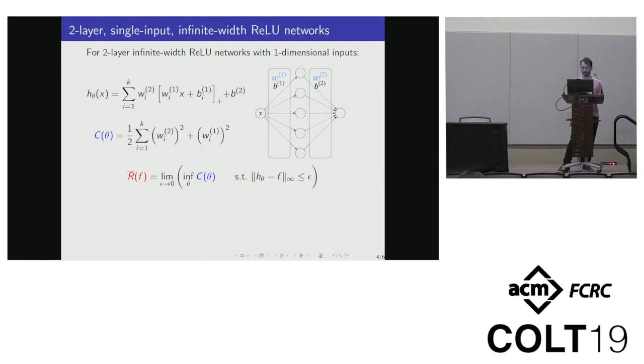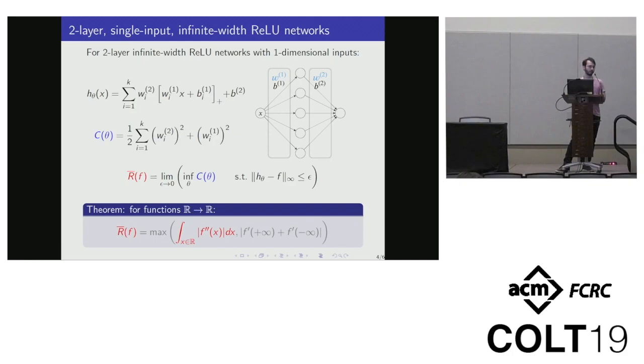And we show that for functions from R to R, this representational cost R of f is given essentially by just the integral of the absolute second derivative of the function. In other words, it's the second order total variation of the function f. We also have this correction term, which is given by the absolute value of the sum of two derivatives. But essentially, for most typical cases, the first term in the max will dominate this max. So in other words, this shows that the required norm to represent a function with this kind of neural network is essentially just the second order total variation of the function itself.